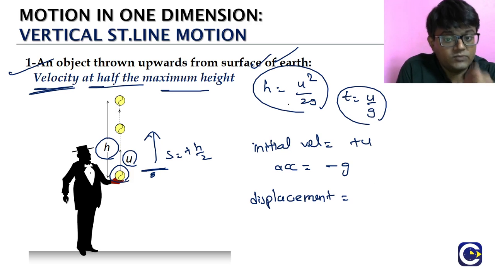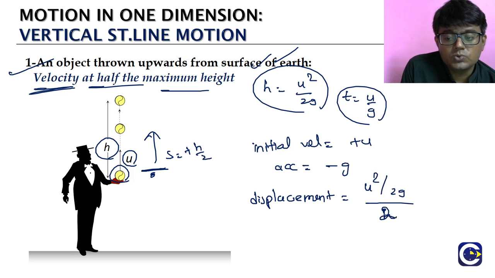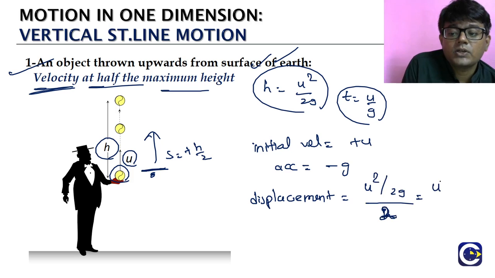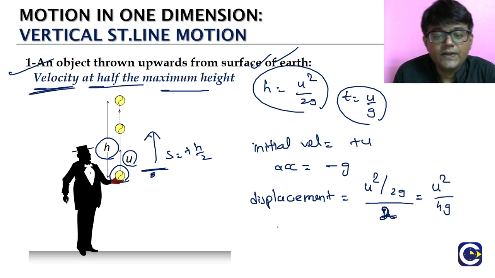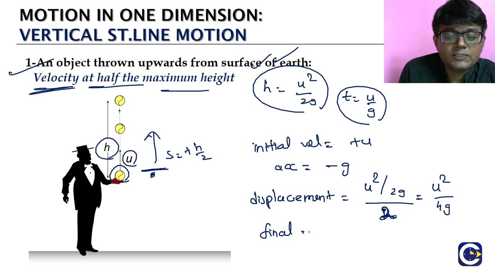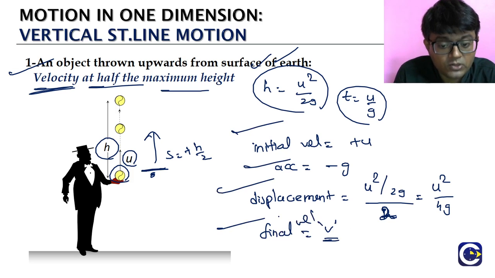H is U square by 2g. That is why I said, if you remember these results, it will come very handy. So U square by 2g, this is the H, divided by 2, which is U square by 4g. This is the displacement. We have to find, at this particular displacement, what is the final velocity. So we know the initial velocity, we know acceleration, we know displacement, we have to find the final velocity.